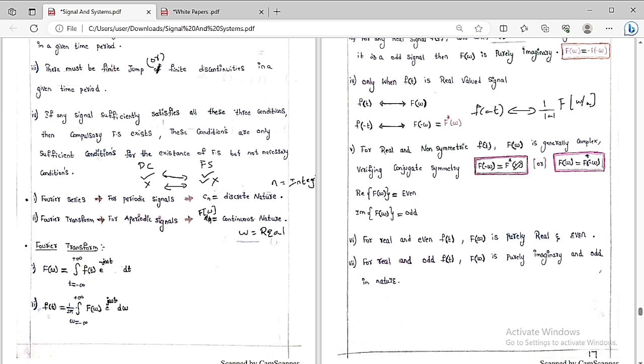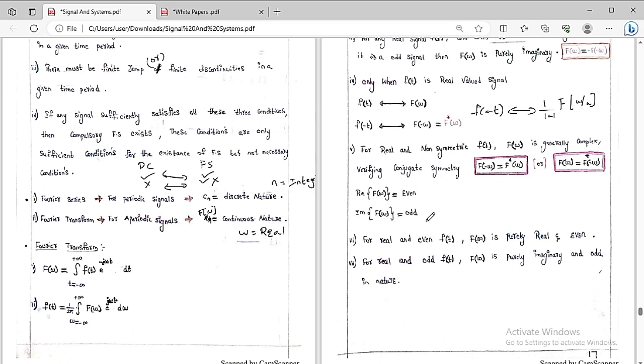And I have already proved, f of minus omega is f conjugate of omega. So take the conjugate of both sides, then we get f conjugate of minus omega is f of omega, because the conjugate cancels. So vice versa is also true. And I have already told you, the real part of f of omega is always even in nature, and the imaginary part of f of omega is odd in nature. This point I have already told you.